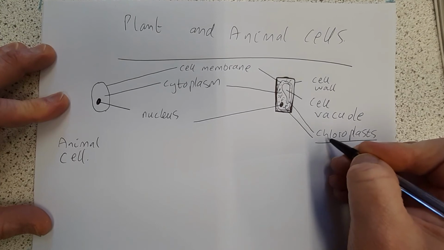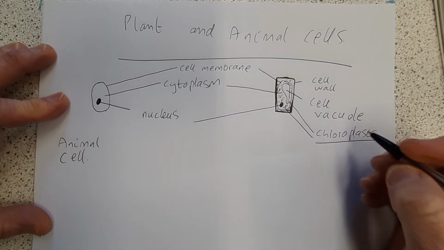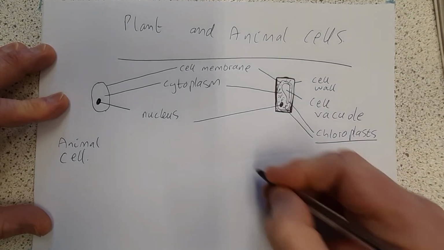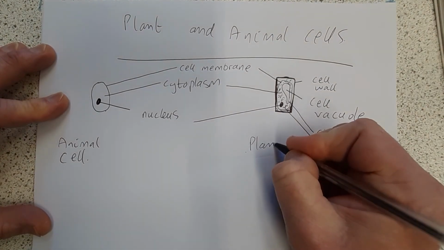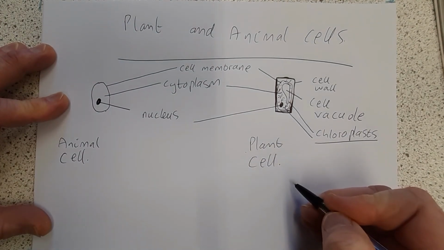Okay, chloro means green. Chloroplasts, they contain the chlorophyll, which does the photosynthesis. And this is your plant cell. Okay, animal cell, plant cell.